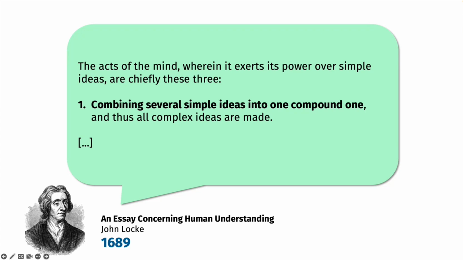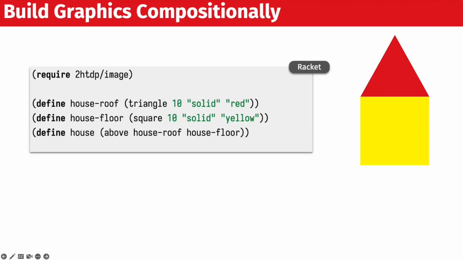Maybe some of you have even taken our Programming Fundamentals 1 course. You might have seen a different way to build graphics, which is called a compositional way. This is code taken straight from Racket, and this is building the same house as before.